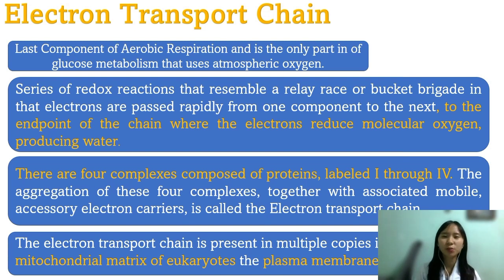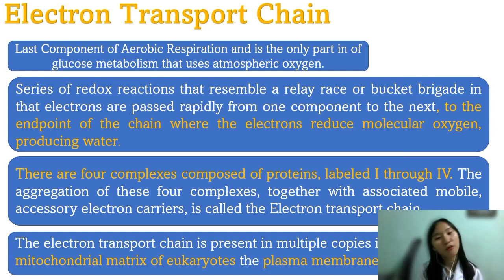So this electron transport chain is a series of redox reactions, which resembles a relay race or bucket brigade. The electrons are passed rapidly from one component to the next. At the end point of this chain, the electrons reduce oxygen molecules and produce water.